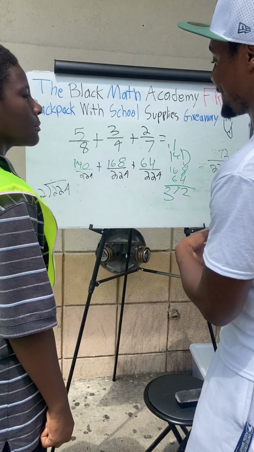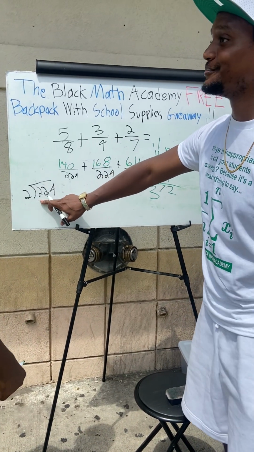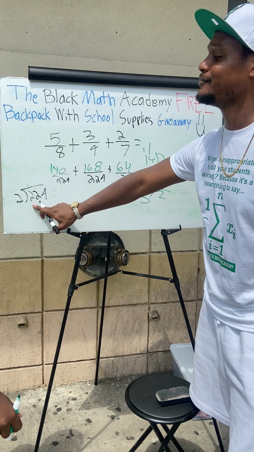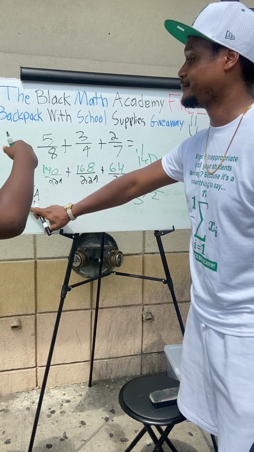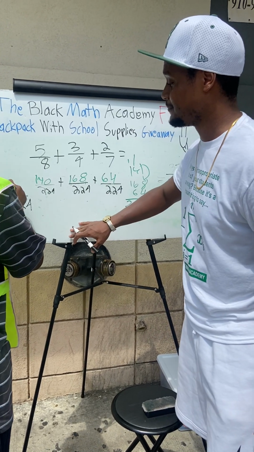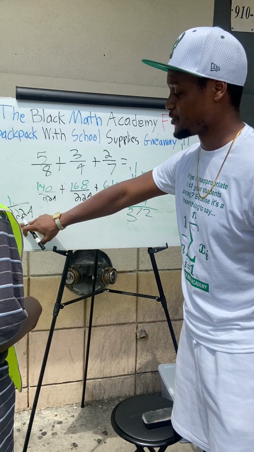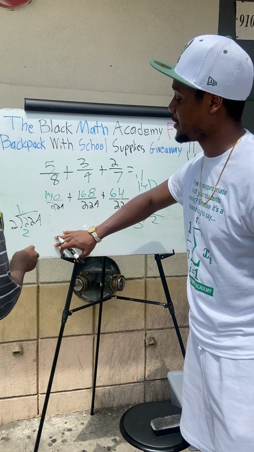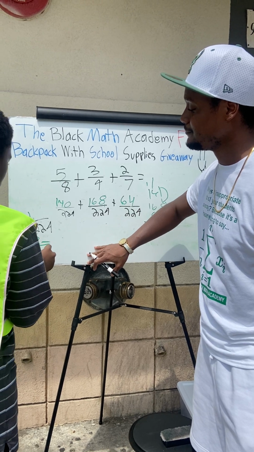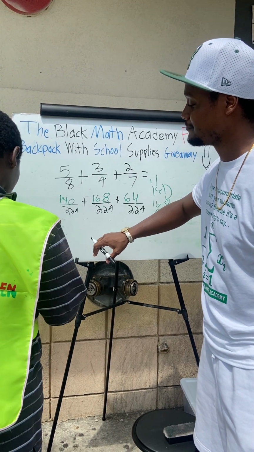Okay? So how many times is 2 going into 2? 1. Put the 1 up top. 1 times 2 is 2 underneath. Subtract. 0. Drop the next 2.